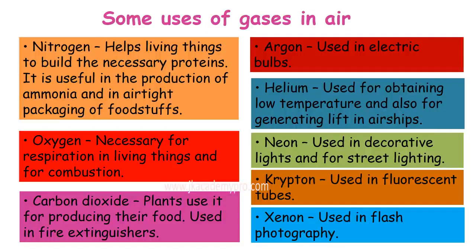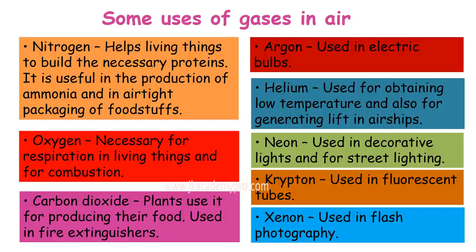Now, the second type of gas is the oxygen. Oxygen, we all know, is necessary for respiration in living things and for combustion. What do you mean by combustion? Combustion means burning of a substance. The third gas is carbon dioxide. Now, plants use it for producing their food and it is also used in fire extinguishers. We have seen the fire extinguishers that are placed in all of the major buildings, in schools, and in hospitals. So, carbon dioxide gas is used in these fire extinguishers.